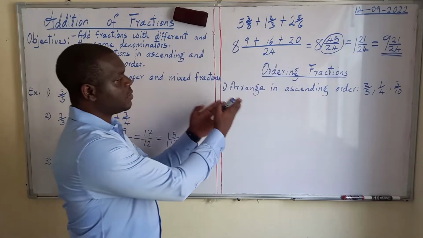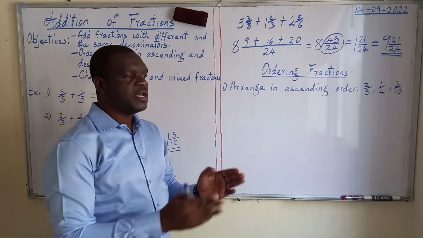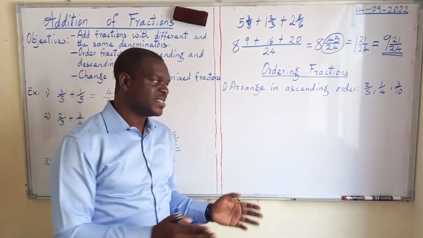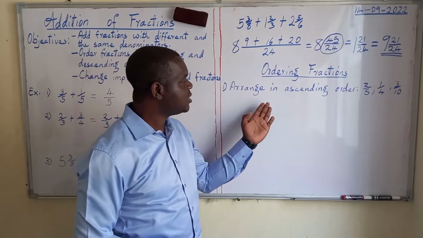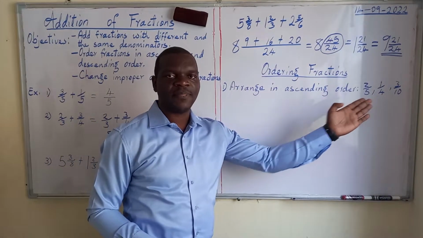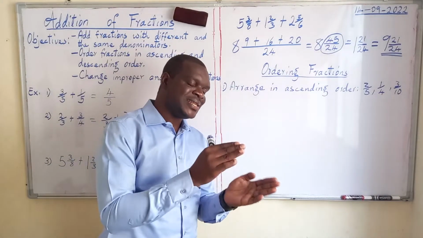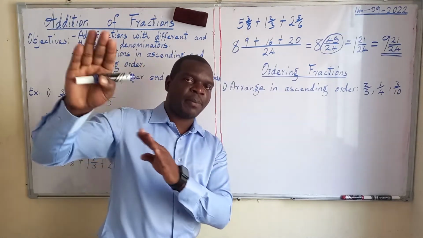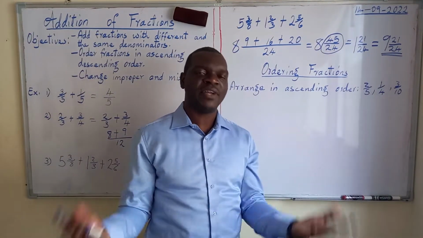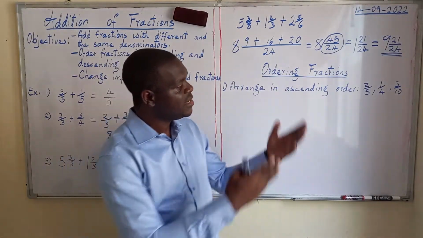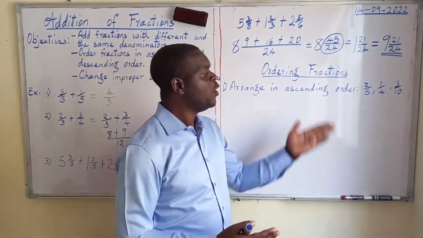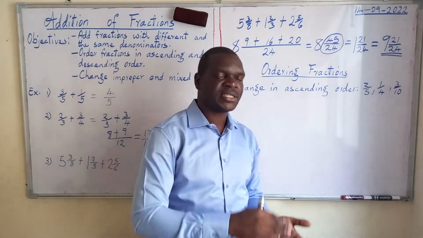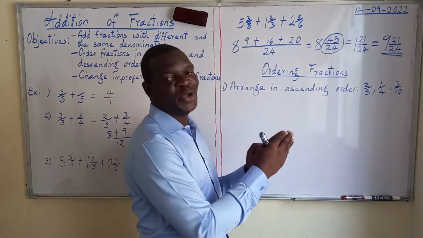Okay, we have something new here: ordering fractions, placing fractions in order. It can be in ascending order or in descending order. This is our first example, and it's asking us to arrange in ascending order. Ascending order means we start with the least, the smallest, and the last one should be the highest. It means you are going up. And if you look at fractions, it becomes very difficult to determine which one is big, which one is small, and so on. There is something you have to do to be able to identify which is the smallest and which is the highest. And that is why we are here.